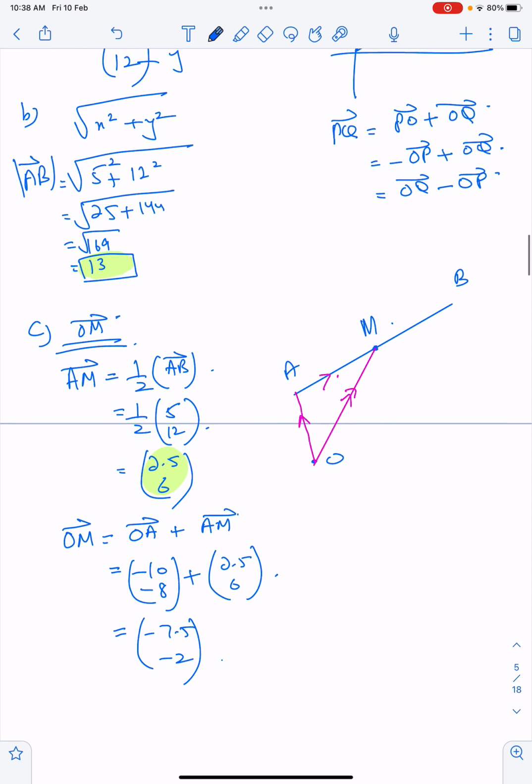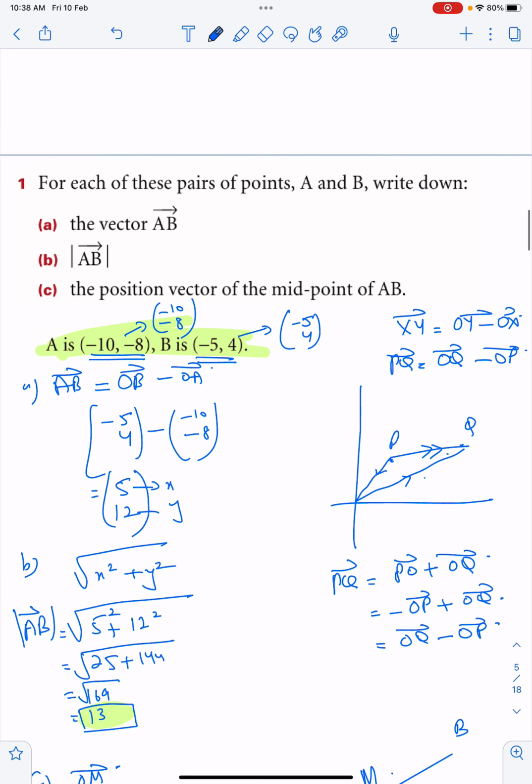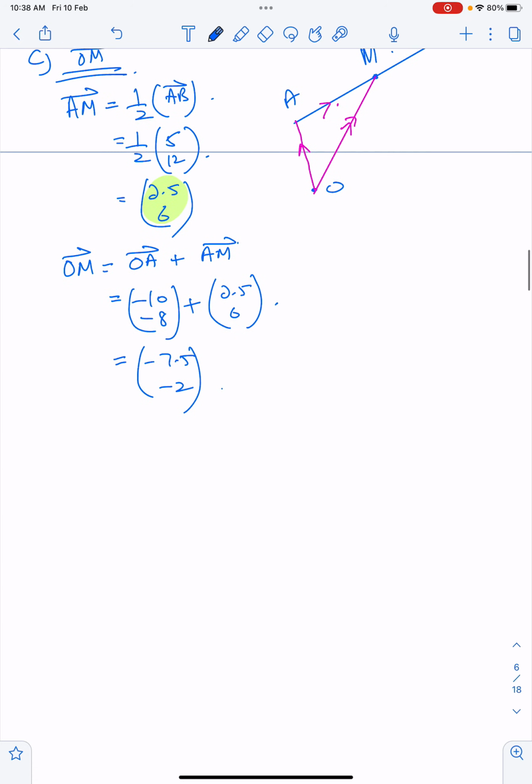So this is in the vector form. If they're asking us to write down the position vector of the midpoint of AB, we have to write it like this. But if they ask us to write it in the Cartesian coordinate format, then you have to write it like this.